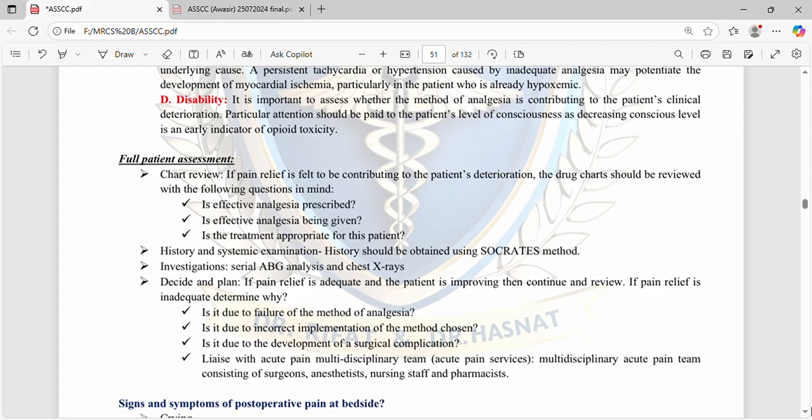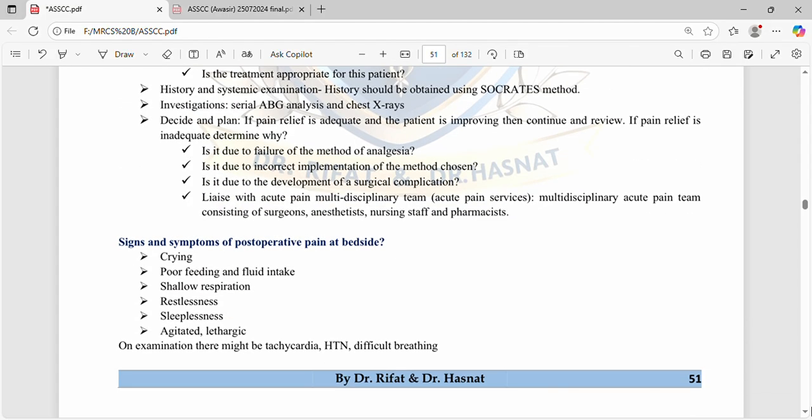Decide and plan: if pain relief is adequate and the patient is improving, then continue and review. If pain relief is inadequate, determine why. Is it due to failure of the method of analgesia? Is it due to incorrect implementation of the method chosen? Is it due to development of a surgical complication? This lies with the acute pain multidisciplinary team. Acute pain services: the multidisciplinary acute pain team consists of surgeon, anesthetist, nursing staff, and pharmacists.